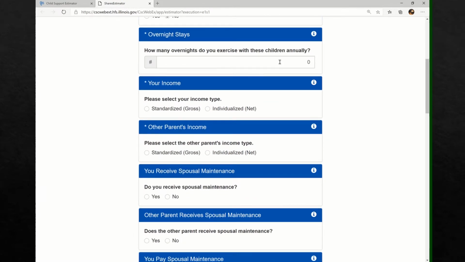Overnight stays. How many overnights do you exercise with these children annually? Again, for the sake of simplicity, let's say in the year your ex gets 250 overnights and you get 115 overnights, and that makes 365 total. So let's say 115 overnights with the child.